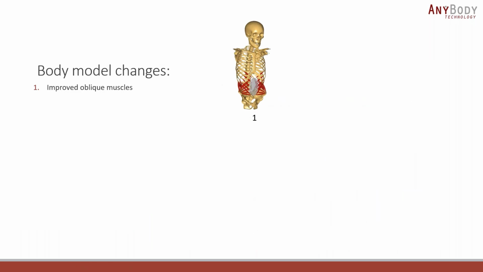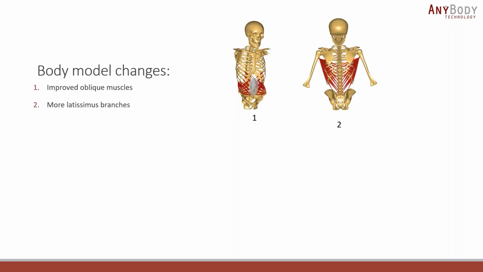And this brings us to the body model changes in the model repository. There are a few, but I'll just highlight these. There have been some updates to the oblique muscles for the model so that they work even in extreme ranges of motion where they would previously lose some of their strength. There are also updates to the latissimus dorsi muscle, which has more branches. So now it inserts on every vertebra all the way up, and this is done in preparation for something we are working on, a full thoracic model.